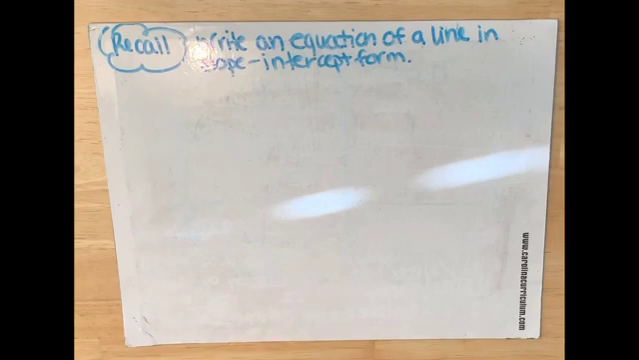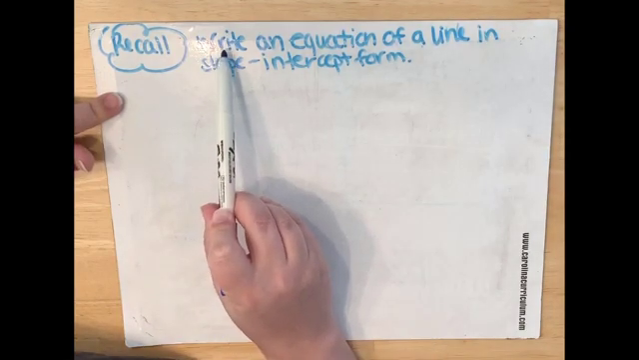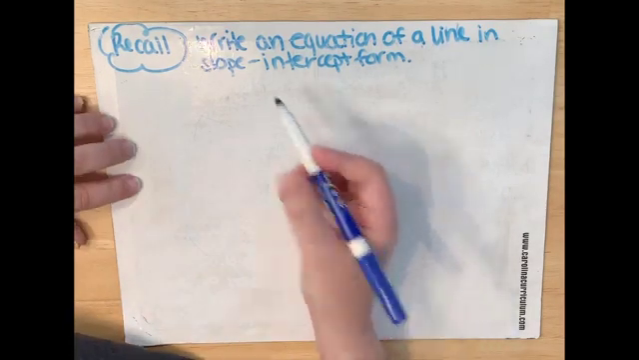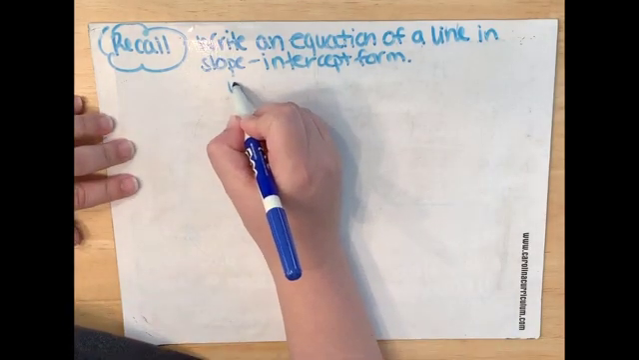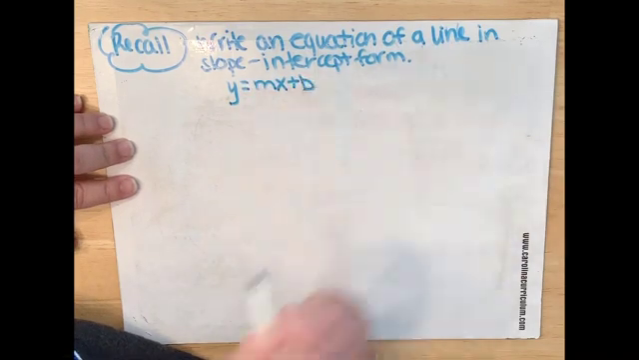Before we get into doing some scatter plots, I wanted to do a recall. This is going to be needed to find the equation for the line of best fit, and it goes along with what we did earlier this year. So we're going to practice and review writing an equation of a line in slope-intercept form. And you may recall that slope-intercept form is y equals mx plus b.